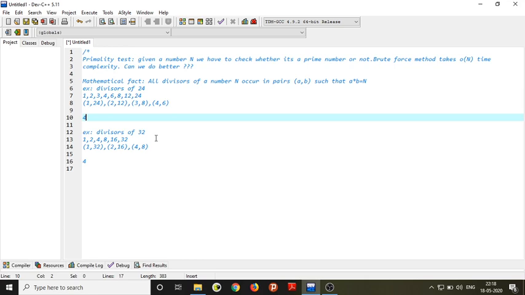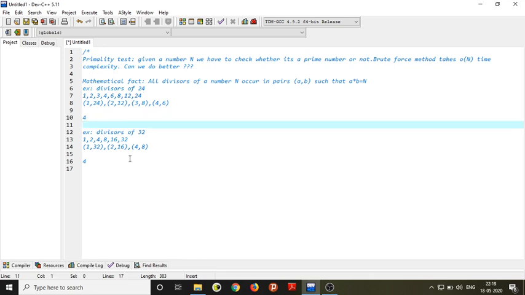If in the range from 1 to root n one divisor occurs, then in the range from root n to n there will definitely be another number such that the first and the second form a pair such that a star b is equal to n. So basically we need not check up to n, we can check just up to root n.